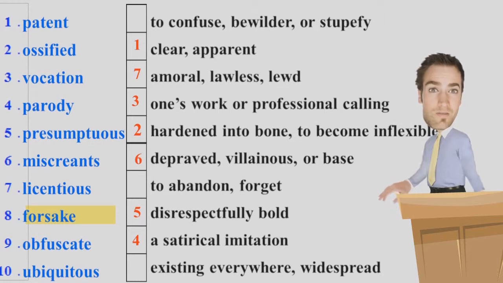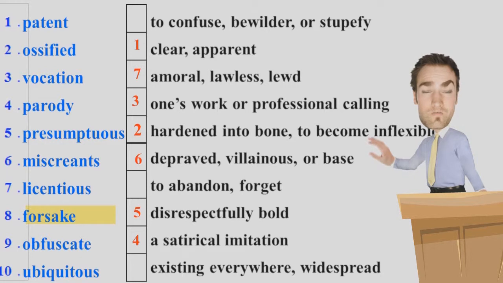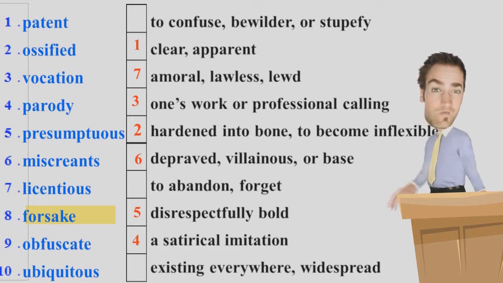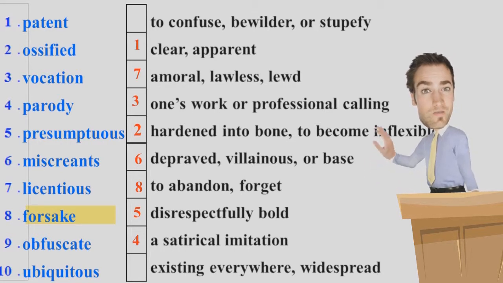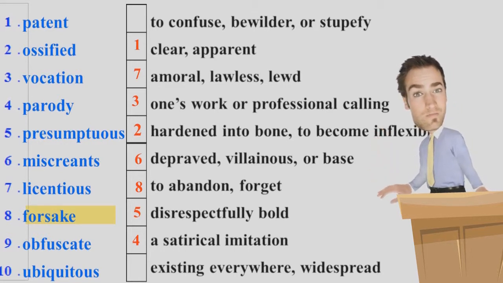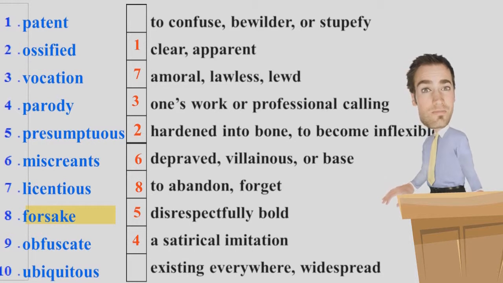Anytime a word starts off with for, it's probably of an Old English Germanic background, and the word sake in Old English and today meant purpose, for the sake of it, for the purpose of it. And it should be paired up with the 1 down, to abandon or to forget. Forsake is not so hard, but you really need to think about what it means on some of these tests.